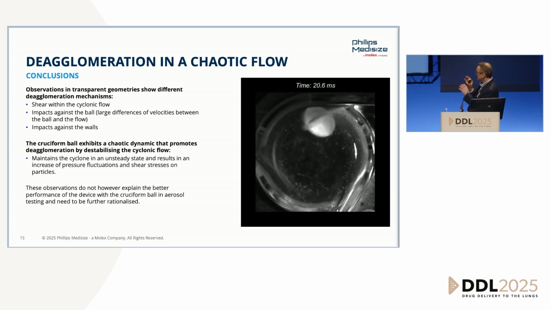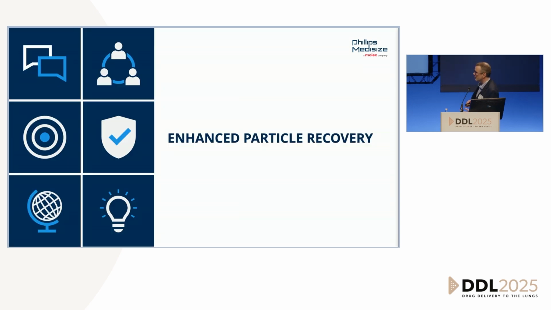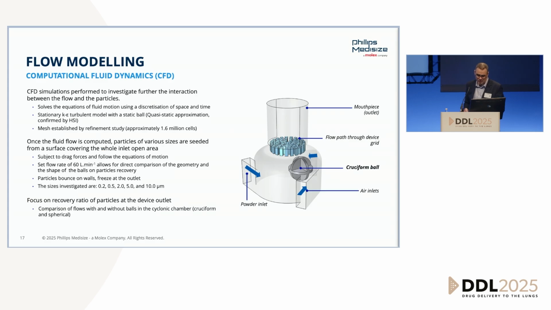However, as nice as this is, it doesn't fully explain the story, and we'll move now to simulations to understand a bit further how this whole process works. For these simulations, we've modeled the internal geometry of the device, but we've treated the ball, the cruciform ball, as a static obstacle. This is justified by the observations in high-speed imaging, because we've seen the particles smashing against the ball, which suggests large differences in velocities between the flow and the ball.